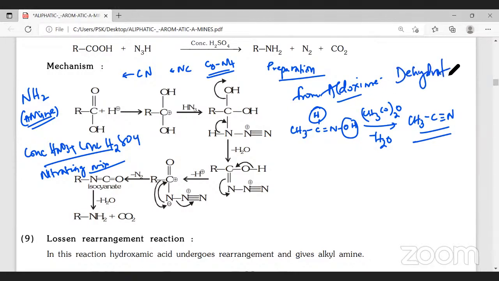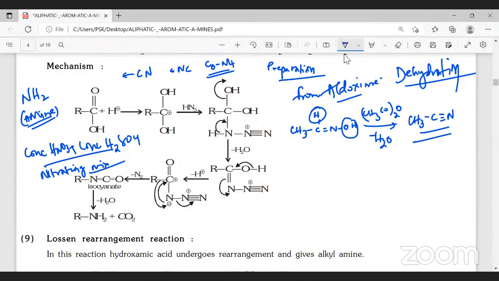Why is it called dehydration? Removal of water. Therefore, it is called what? Dehydration. The previous example we learned was dehydration of amide. When amide is allowed to react with phosphorus pentoxide, dehydration takes place, forming cyanides. Likewise, hydroxylamines or aldoximes on heating with acetic anhydride, dehydration takes place, forming an amide and forming a cyanide.